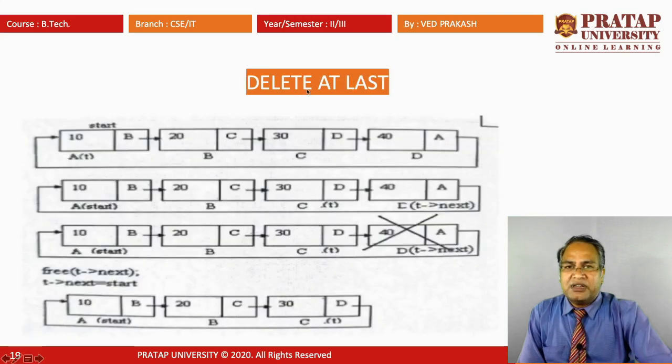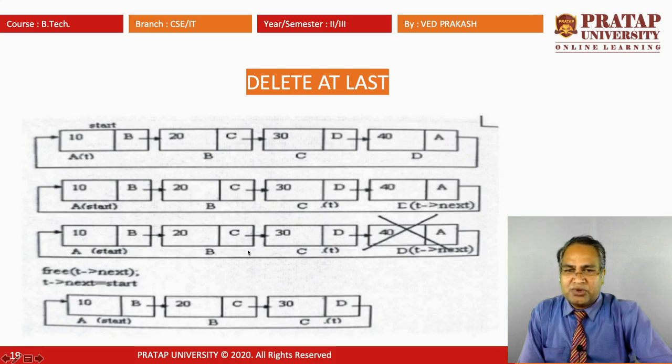The second operation is deleting a node from the last of a circular linked list. This set of nodes denotes a circular linked list, and this is the last node which we want to remove. To remove this node, we set the next pointer of the second last node to the first, or we can say the second last next pointer is set to point to node A, the first node.